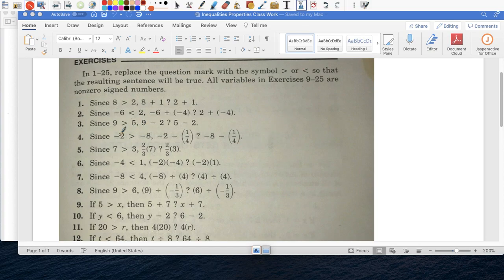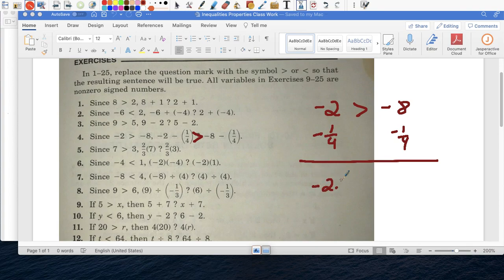So number 4: the original is negative 2 is greater than negative 8, and they're subtracting negative 1/4. I don't care what you're subtracting. They're subtracting 1/4 from this side and 1/4 from this side, so whatever the answer is, the inequality sign is still going to go that way. This becomes negative 2.25, and this becomes negative 8.25. As you can see, negative 2.25 is greater than negative 8.25. You didn't have to do the calculations.